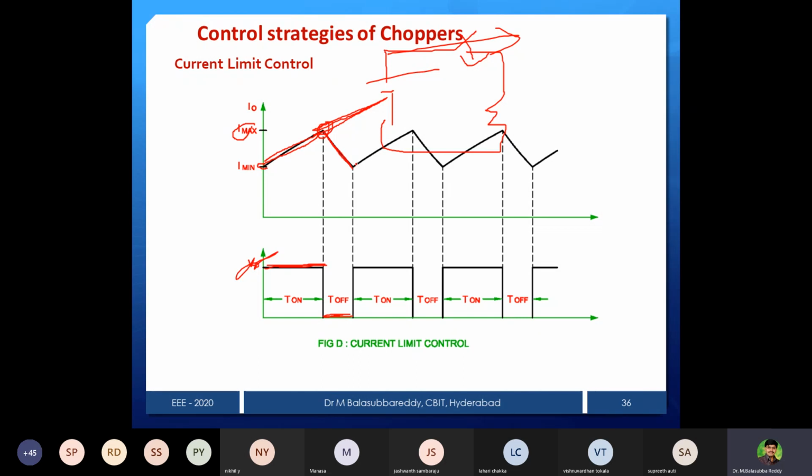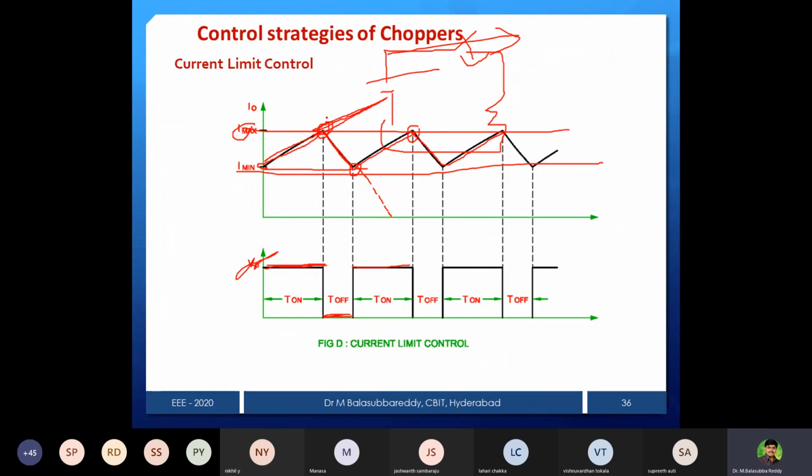And once it reaches the minimum, then what? If I am not giving a pulse next, it will come down like this, and it goes to zero also. But I don't want to allow the motor current below the minimum. So when it reaches the minimum, you again give the pulse, then it will turn on. Once it reaches the maximum, disconnect the pulse. If you operate that on and off, it stays within the limits.